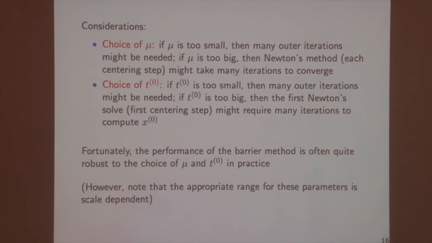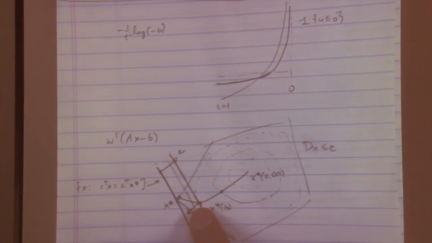So what are some considerations that we might have in mind? There are two: choice of mu and choice of the initial parameter t naught. Let's think about choice of mu first. If mu is too small, then many outer iterations might be needed. If I only increase the barrier parameter by something like 1.1 each time, then I have to do that many times to get it to be large eventually, and so I might take too many iterations. If mu is too big, then Newton's method might take many iterations to converge, because each time the initial starting point is very far from where the solution is going to be at the next step. In this picture, if I went from here to this contour, there's a big difference between where I'm starting and where the solution ends up.